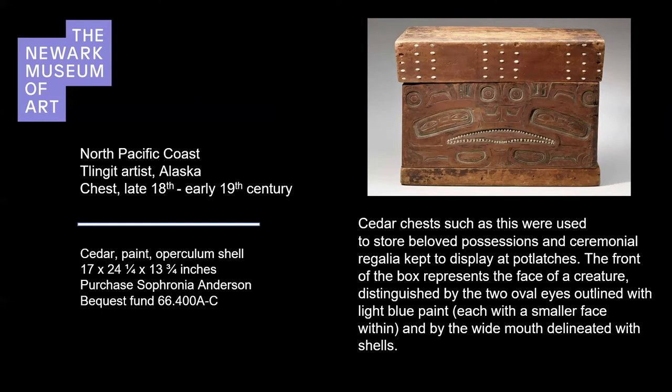The outside of Tlingit chests were carved with designs of animals and beings that symbolize clans. The front of the box represents the face of a creature, distinguished by the two oval eyes outlined with light blue paint. Each has a smaller face within, and the wide mouth delineated with shells.